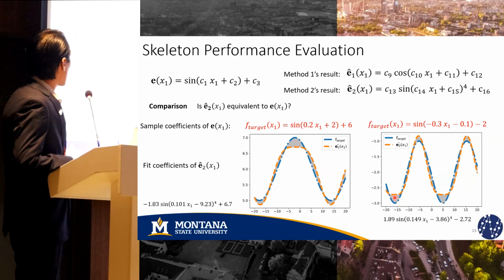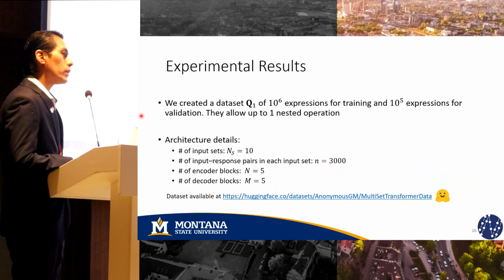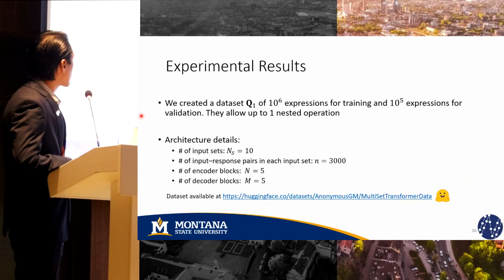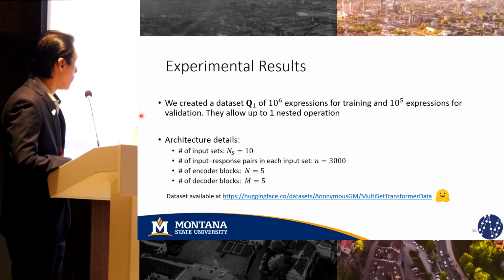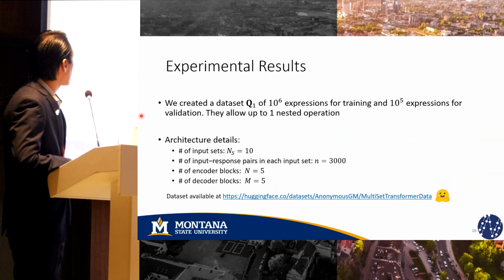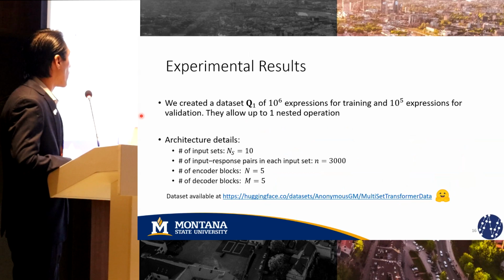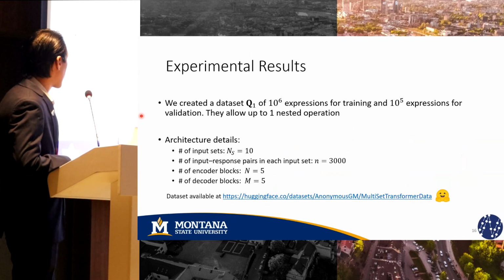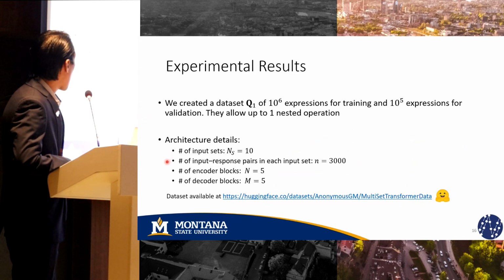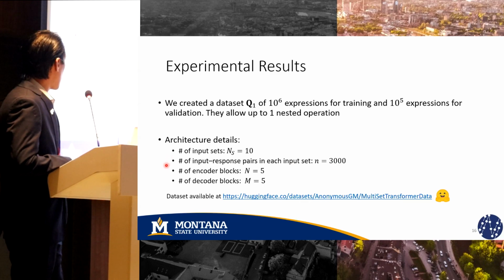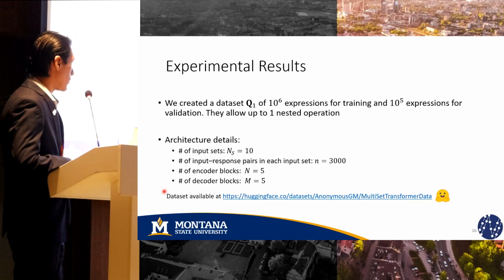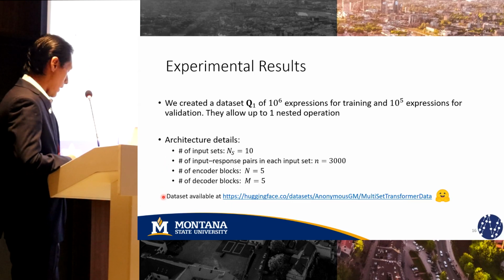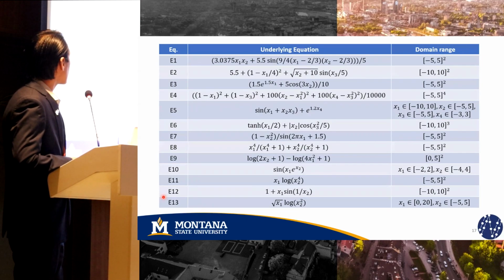So for experimental results, what we did was to generate 1 million expressions to train our multi-set transformer model, and 10 to the 5 expressions for validation, allowing up to 1 nested operation in our generated skeletons. And here we have a few model parameters. Of course, you can find all of the details in our paper, and also the data set that we generated is available at Hugging Face.